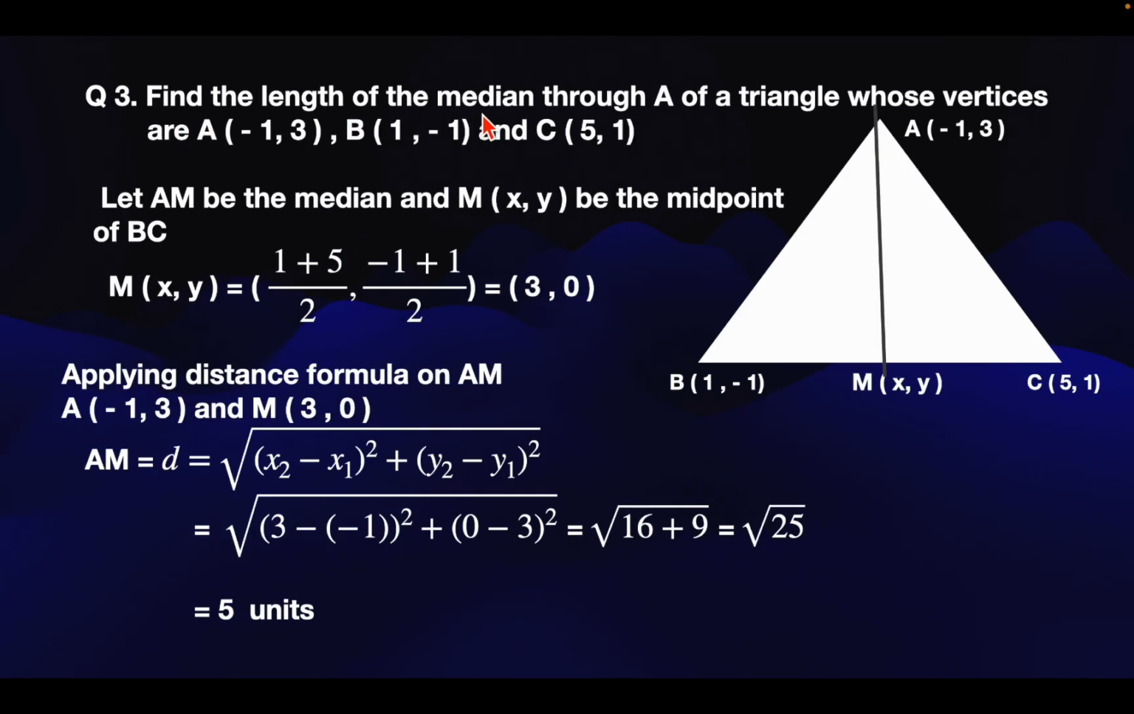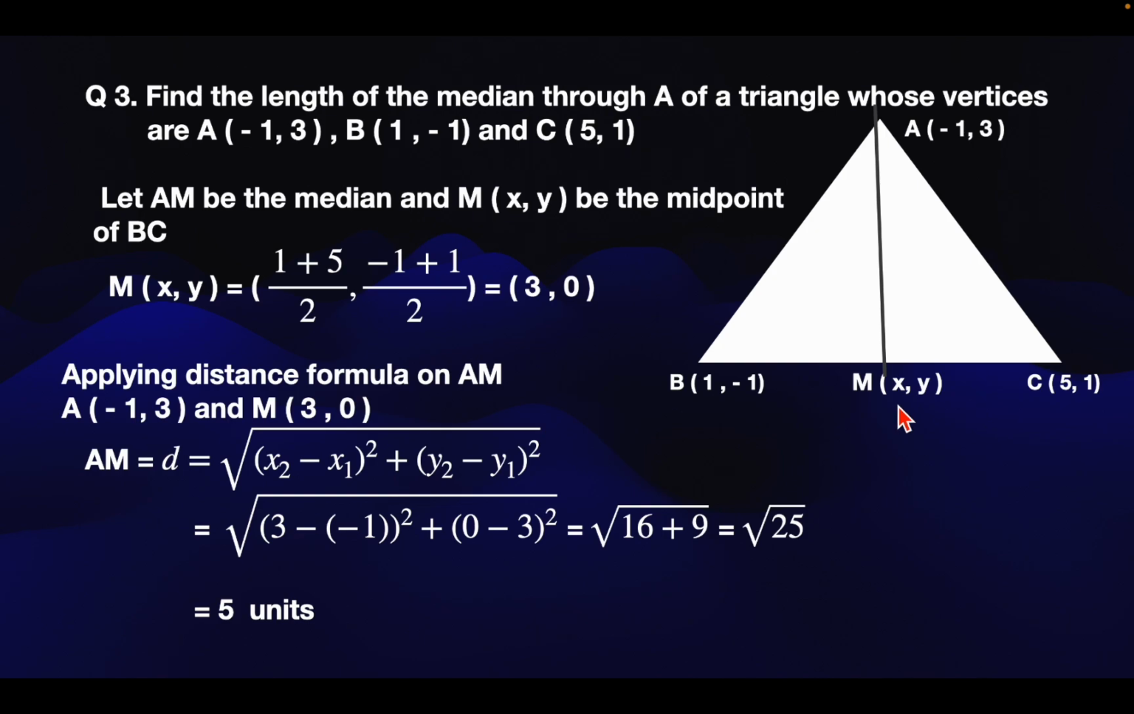Find the length of the median through A of a triangle whose vertices are A, B and C. Okay, so here we have to find the length of this median. We know a median joins the vertex with the midpoint of the opposite side. So M(x, y) is the midpoint of this line segment BC. We know the coordinates of the vertices. So first we will use the midpoint formula and find the coordinates of M.